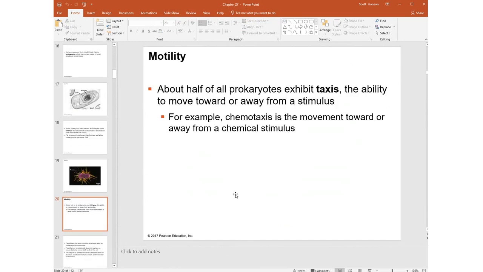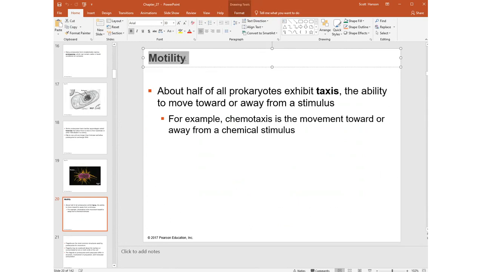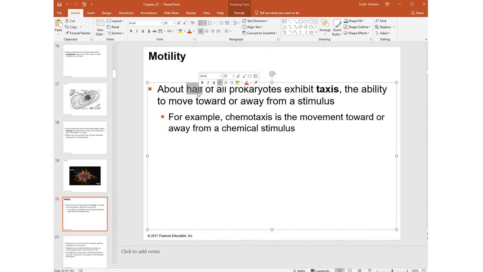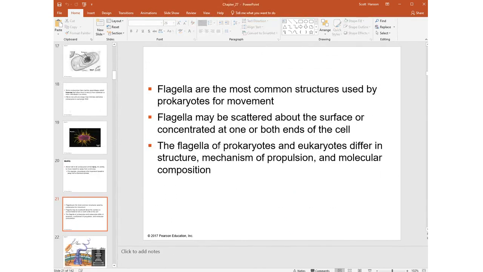microscopic photograph here. So motility, the ability to move. About half of all prokaryotes exhibit a behavior called taxis. Taxis is the ability to move either toward or away from some sort of stimulus, something that stimulated them. For example, chemotaxis is moving toward or away from a chemical stimulus. So how do they move?